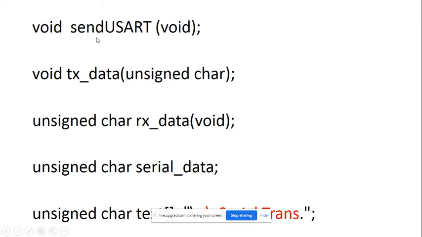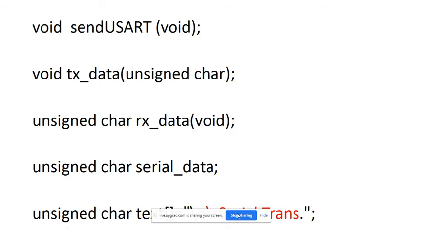The first subroutine is send UART. The next subroutine is TX data, meaning transmit data. The next subroutine is RX data, meaning receive data. Next, you declare a variable as serial data whose type is unsigned char, and then a text you are writing here within the array is serial transmit. In this fashion you can write any message as per your needs.